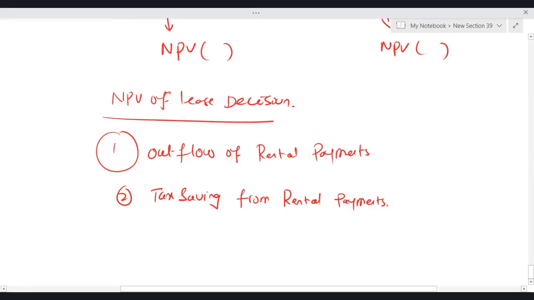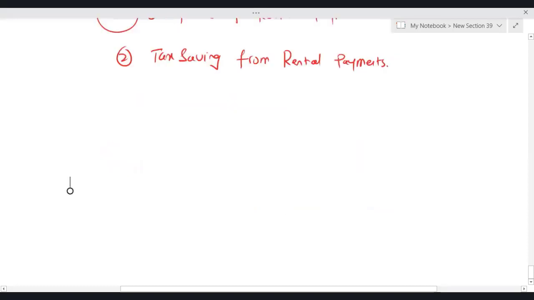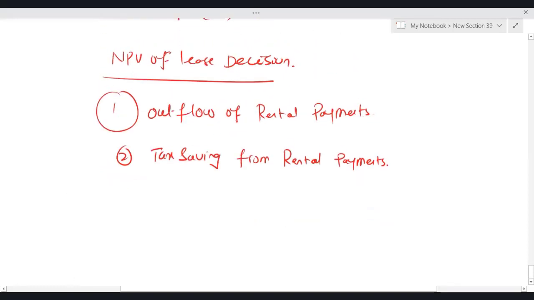Otherwise, most of the time when we calculate NPV of lease decision, there will be two things. One is outflow of the rental payment. The second is tax saving from rental payments. Now the question arises, what should be the discount factor? Now listen and listen carefully. Discount factor, cost of capital for lease as well as for the buy decision must be same. It has to be same.